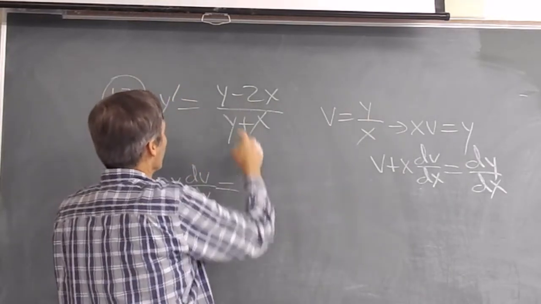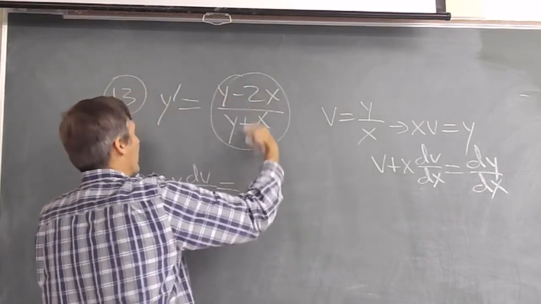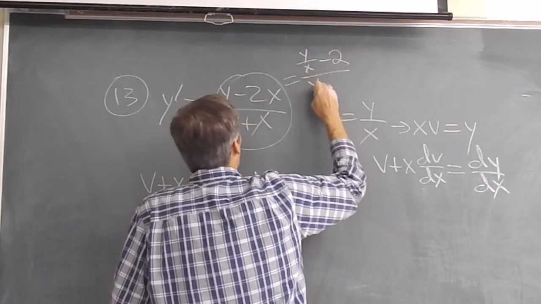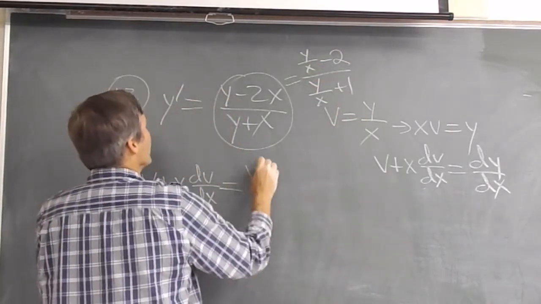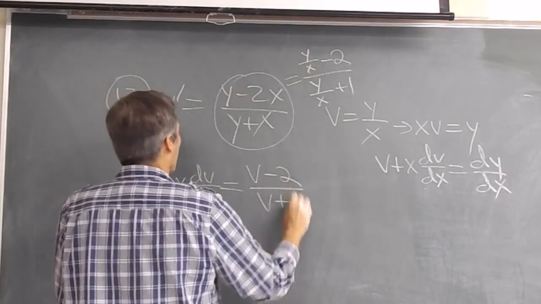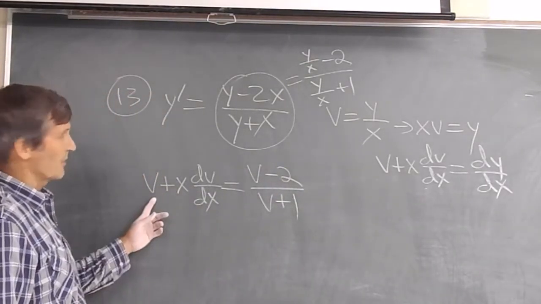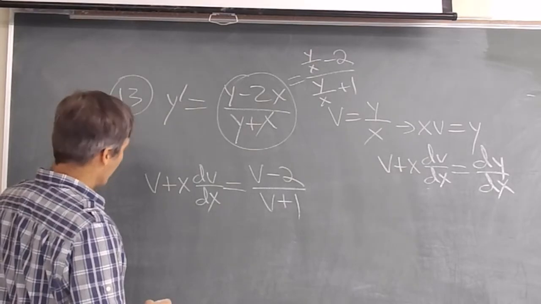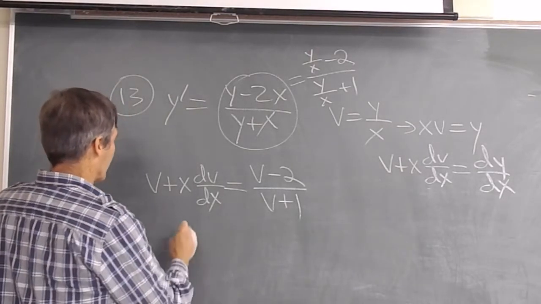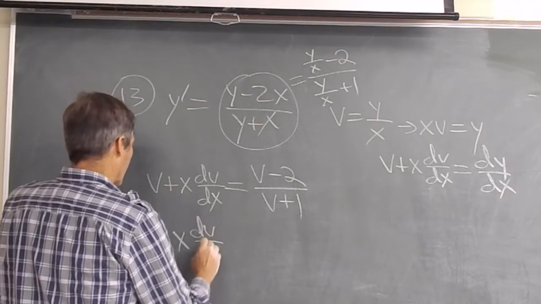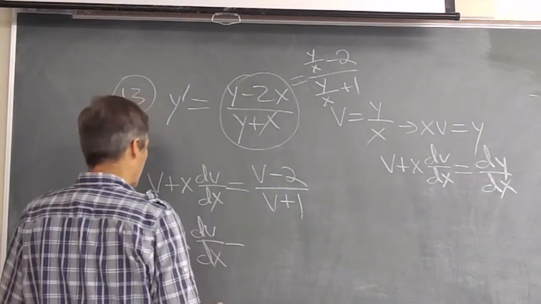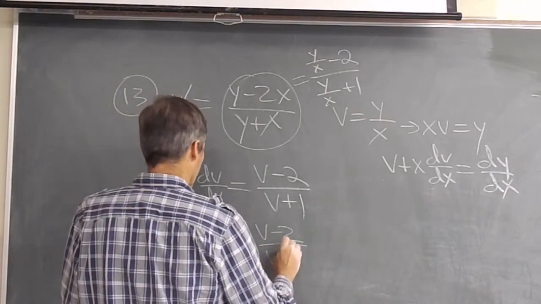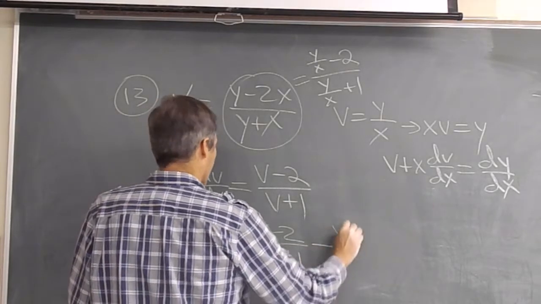Well, I better first write this. So what I can do, let's divide top and bottom by x and say that this is equal to (y over x minus 2) over (y over x plus 1). Then this is (v minus 2) over (v plus 1). Now I've got an equation in terms of v and x instead of y and x. So what can I do with this? I'm going to subtract v from both sides and say x dv/dx is equal to (v minus 2) over (v plus 1) minus v. Right?